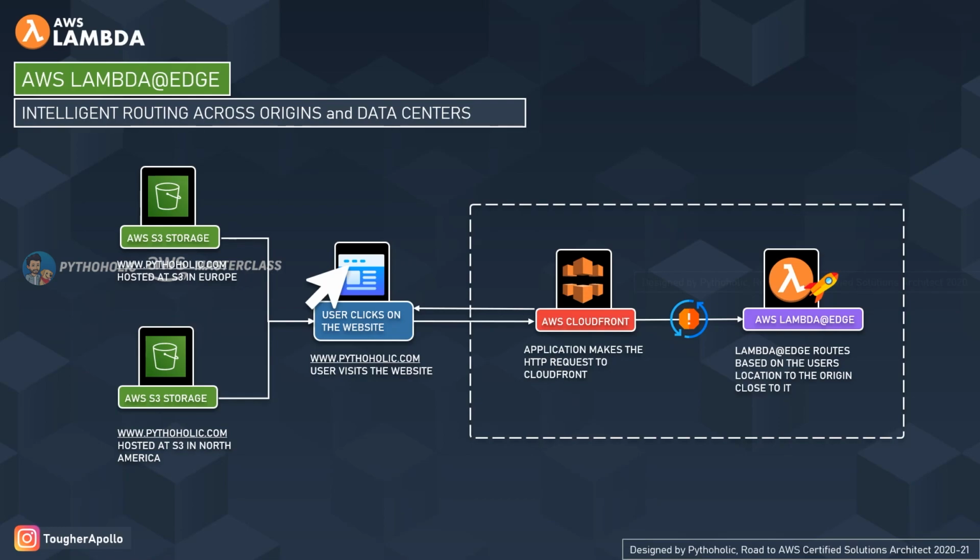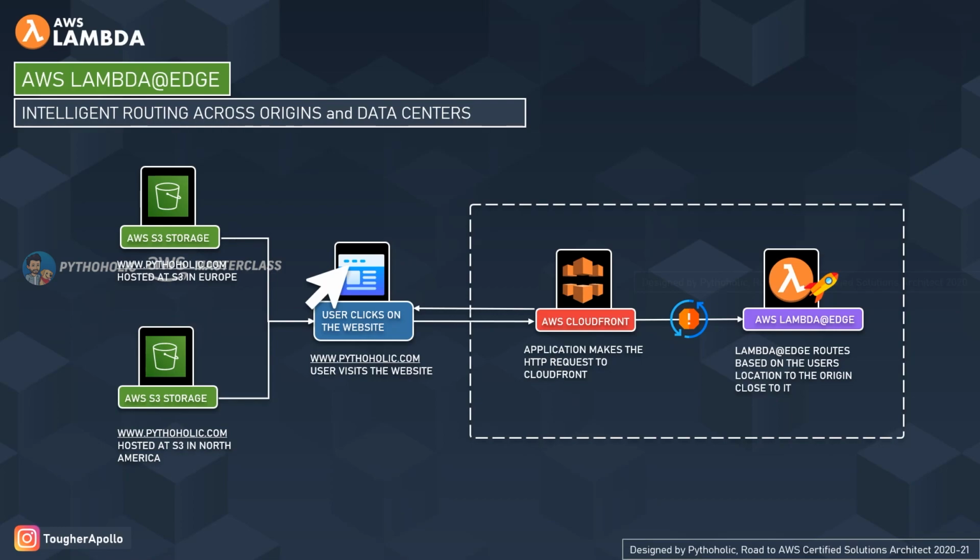So here, when the user visits the website pythaholic.com, the application makes an HTTP request to the CloudFront Edge location, and it triggers the call to the AWS Lambda at Edge, which computes the location or route based on the user's location, and then helps the views to be redirected to the nearest origin.